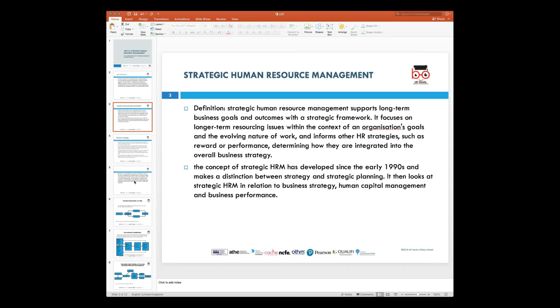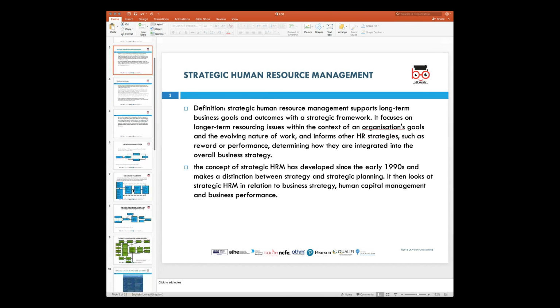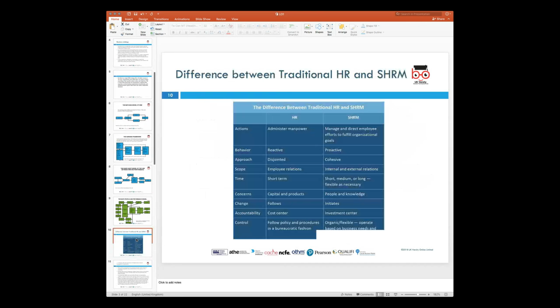So the HRM function looks after traditional functions within the organization, and the SHRM would primarily look at, I would say, the strategic side of things, which is marrying the strategy and the planning of the organization with human resources to best achieve the performance required, which is set in terms of the objectives by the management or the board of the organization.